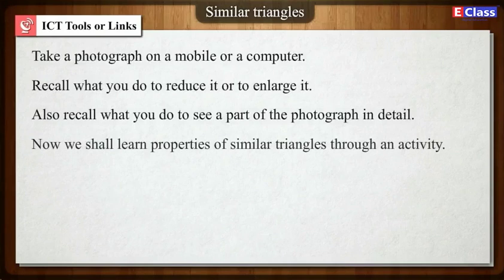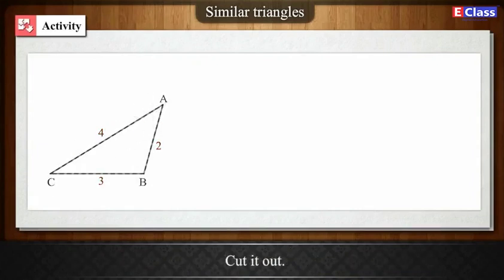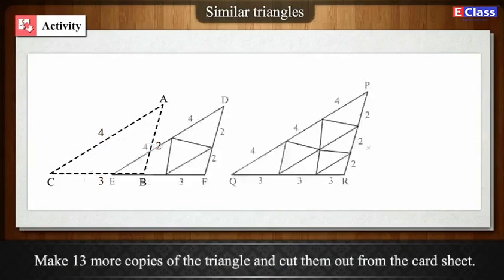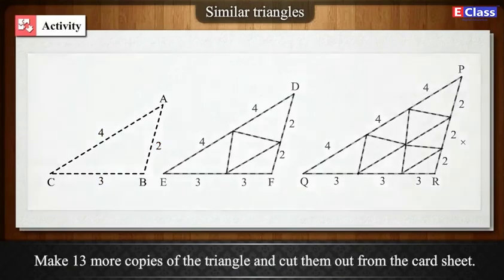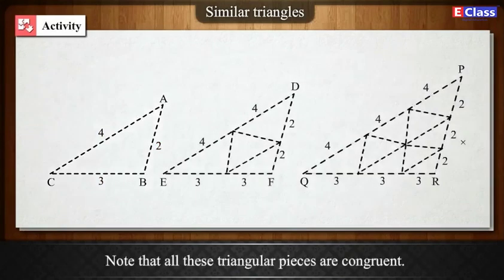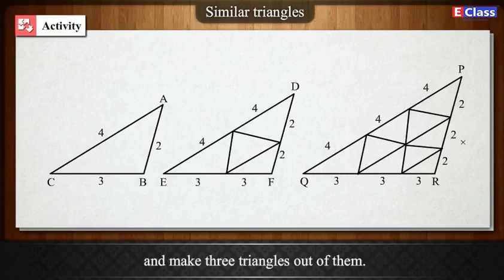Activity. On a card sheet, draw a triangle of sides 4 cm, 3 cm and 2 cm. Cut it out. Make 13 more copies of the triangle and cut them out from the card sheet. Note that all these triangular pieces are congruent. Arrange them as shown in the following figure and make 3 triangles out of them.